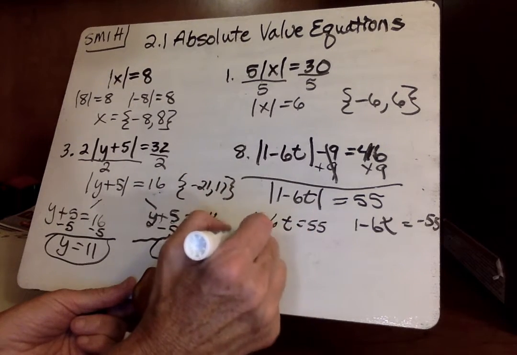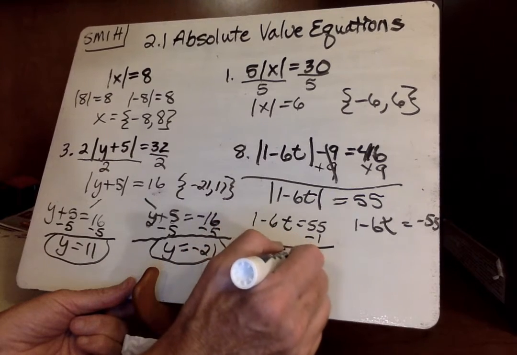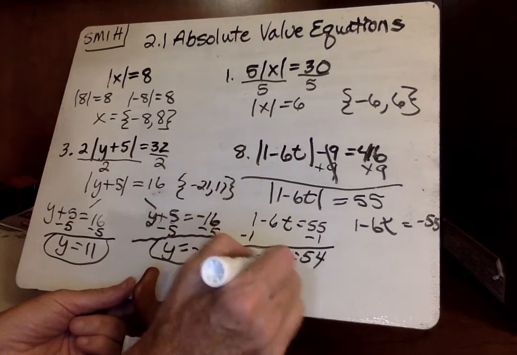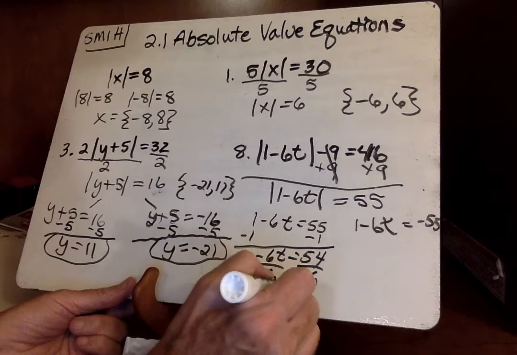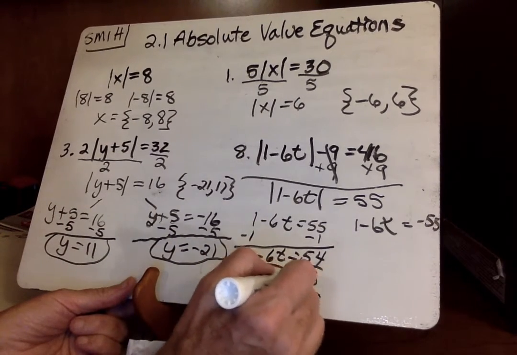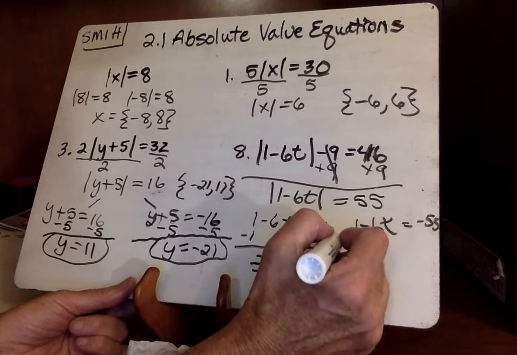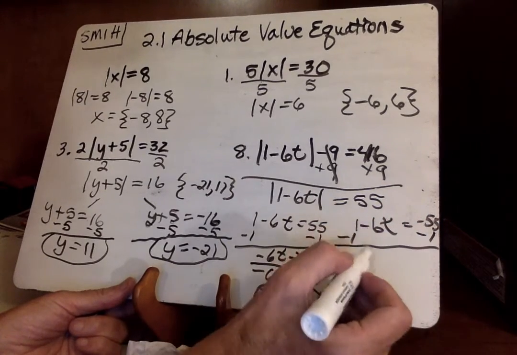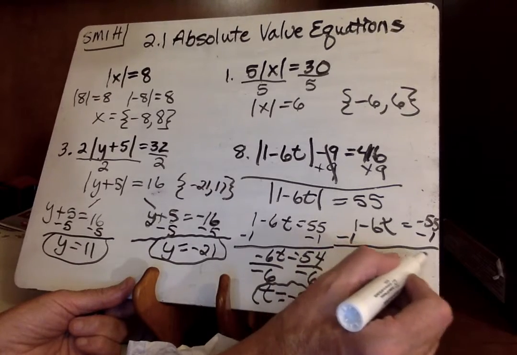So we're going to subtract 1, subtract 1. Negative 6t equals 54. Okay, divide by negative 6, divide by negative 6, and we get a beautiful number. T equals negative 9. Beautiful answer. Okay, now we're going to go over here and we're going to go minus 1. Bring this down. There's a negative there. Negative 6t equals negative 56.